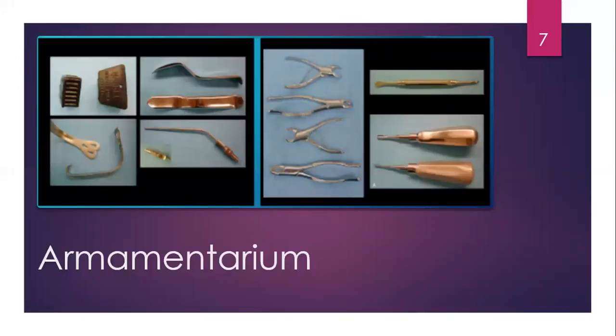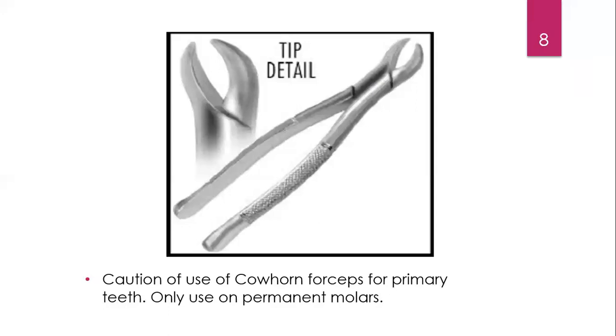So here's some of your basic armamentarium. You have your bite block, your tongue retractor, cheek retractors, any soft tissue retractors. You have your surgical suction, your forceps, periosteal elevator, as well as your other elevators. In regards to specific types of armamentarium, I tend to shy away from using the pediatric cowhorn forceps.